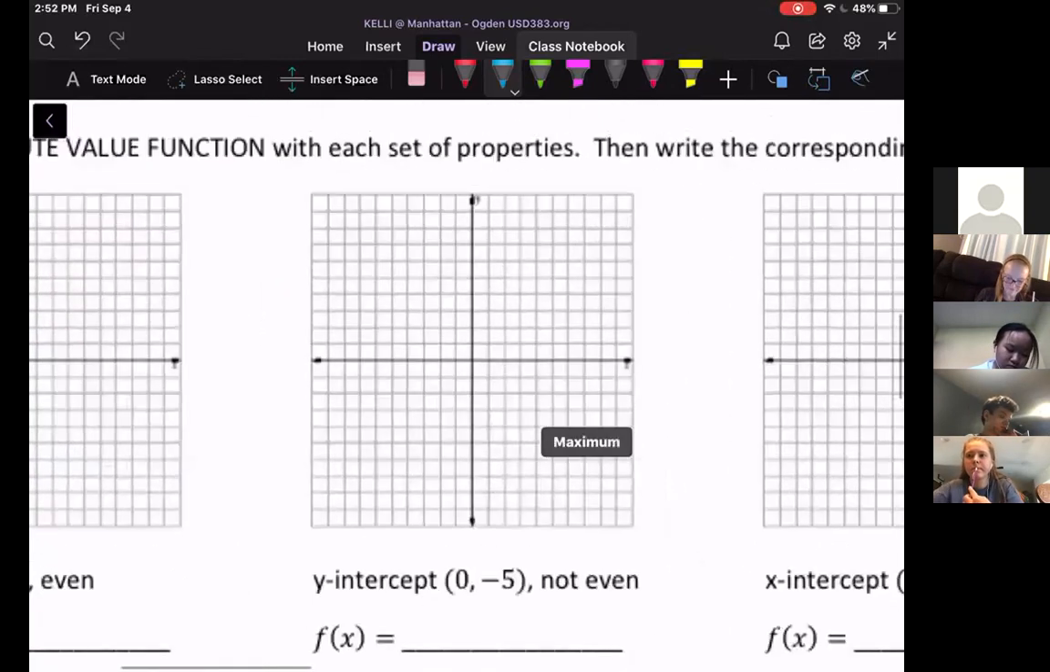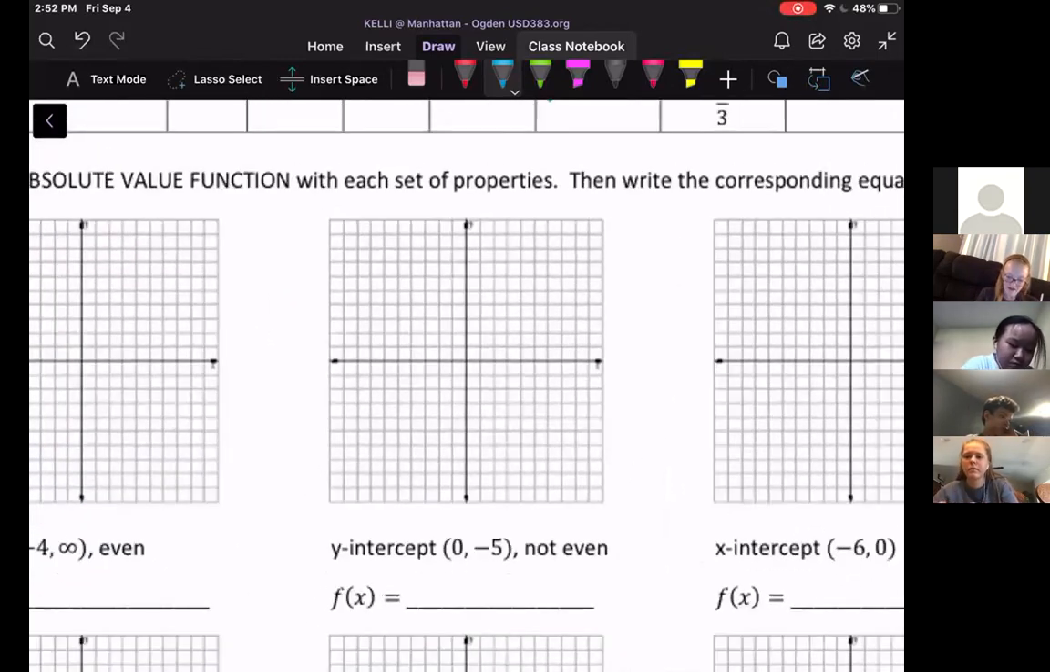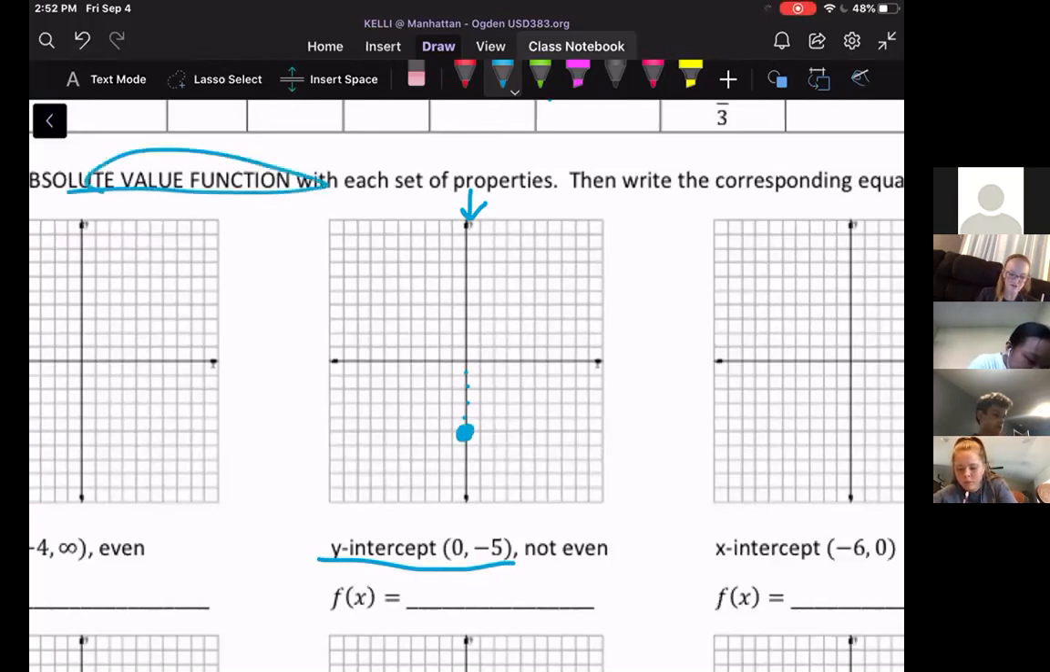Sure, yeah. So here's another one that you could have a ton of different answers for, right? But for sure, it's saying my y-intercept is 0, -5. The y-axis is this axis, right? So 0, -5, 1, 2, 3, 4, 5. I know that these are all going to be absolute value. It tells you in the direction. So they're all going to be a V. And it wants it to not be even. Does anybody remember the definition of a function being even?